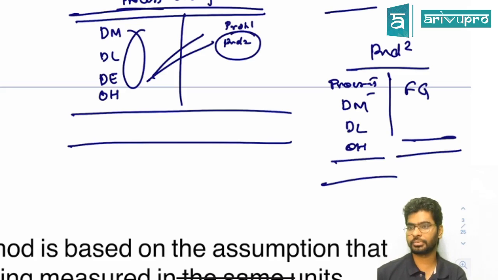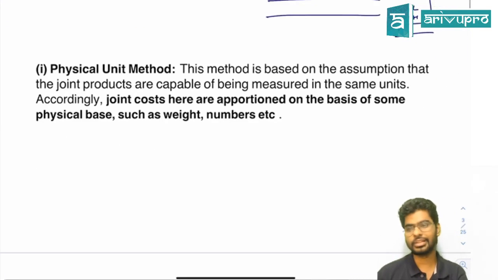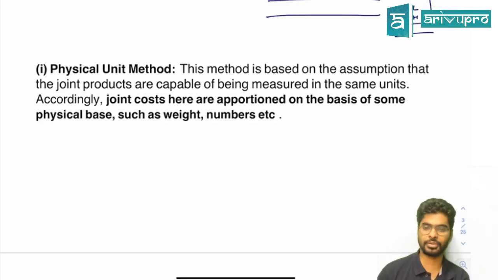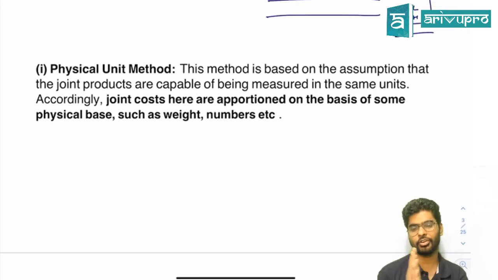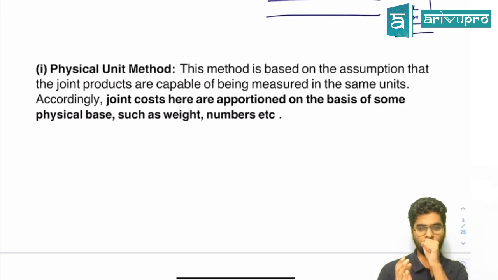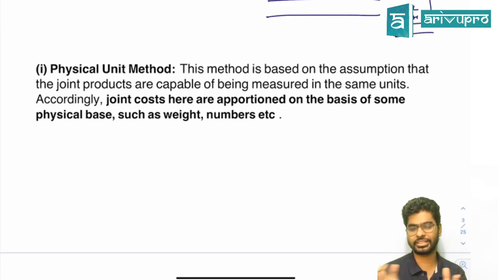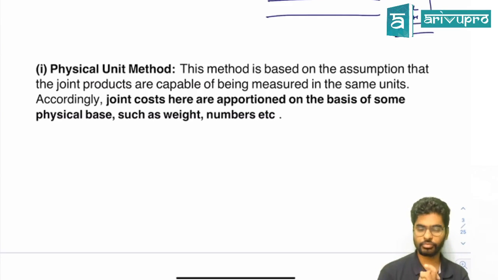The first method we will be following is known as the physical units method. Now, what does the term physical units mean? Physical units, units means number. Depending on, let's say, the number of kgs or number of units that get produced, whatever cost has been incurred, I try dividing it into both the processes. Physical unit means trying to use a physical base. It can be weight, numbers, output, anything.